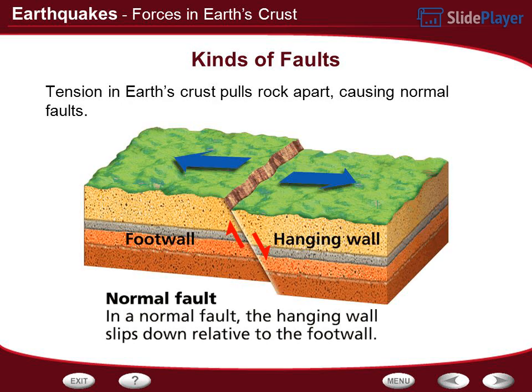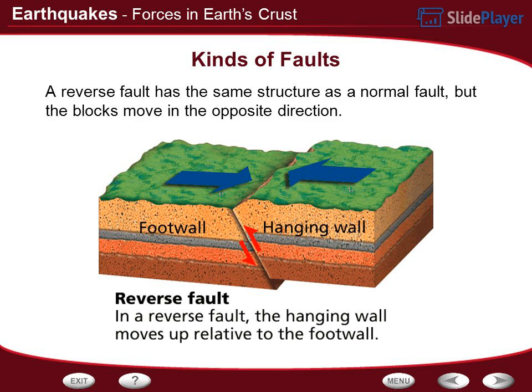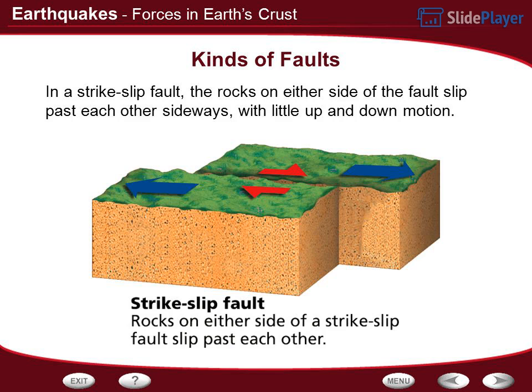Kinds of faults. Tension in Earth's crust pulls rock apart, causing normal faults. A reverse fault has the same structure as a normal fault, but the blocks move in the opposite direction. In a strike-slip fault, the rocks on either side of the fault slip past each other sideways, with little up and down motion.